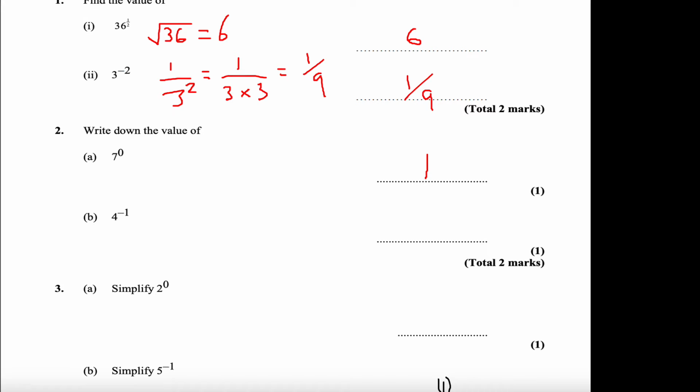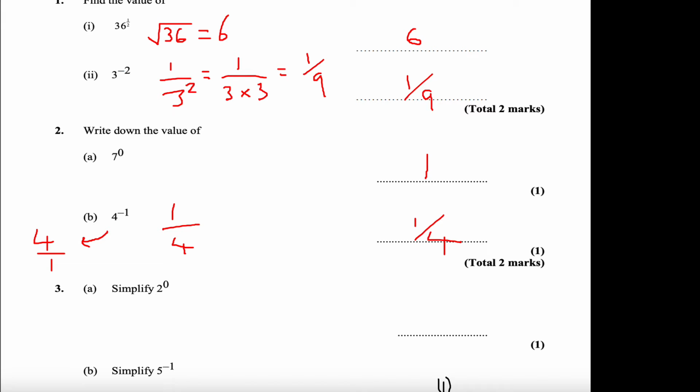Part b, 4 to the minus 1. Well, the minus 1 makes the reciprocal, so it's the inverse. So it's 1 over 4, which is just 1/4. Because if you imagine it as 4 over 1, so 4 is the same as saying 4 over 1, when I invert that, I get 1/4.